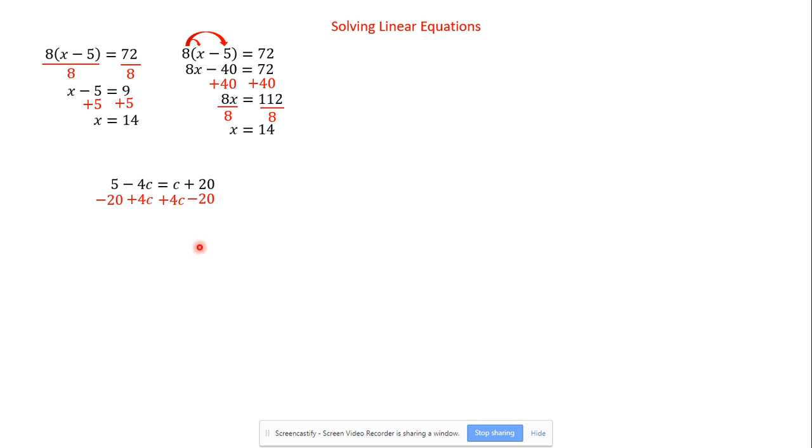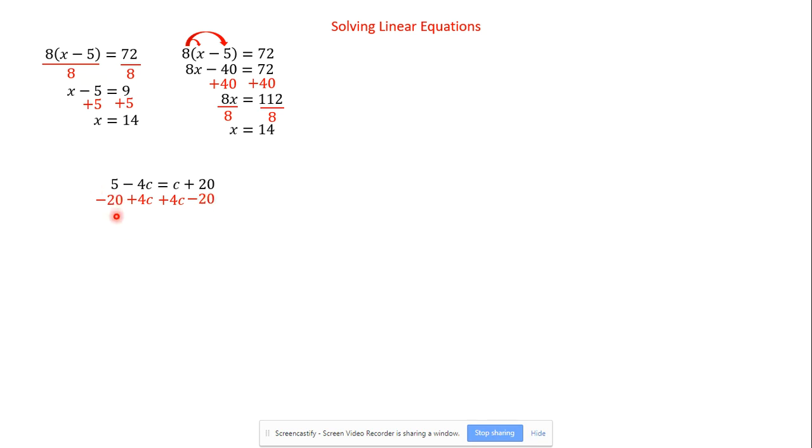And these are all properties of equality, by the way. It's addition property of equality, subtraction property of equality, division property of equality. There's multiplication property of equality too. All those say is that you can do pretty much whatever you want to an equation as long as you do the same thing to both sides.